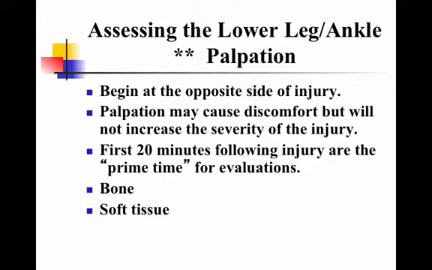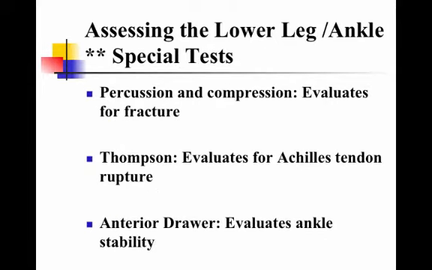Now carefully palpate the Achilles tendon that runs along the back of the calf to the heel bone. Gently palpate the soft tissue that surrounds the medial ankle bone and then the lateral ankle bone. Refer to the slide for general guidelines of palpation.